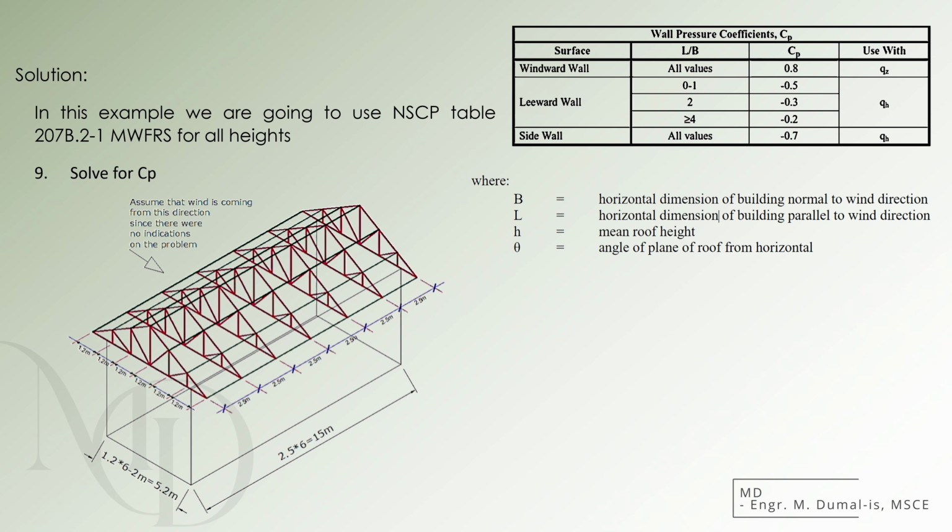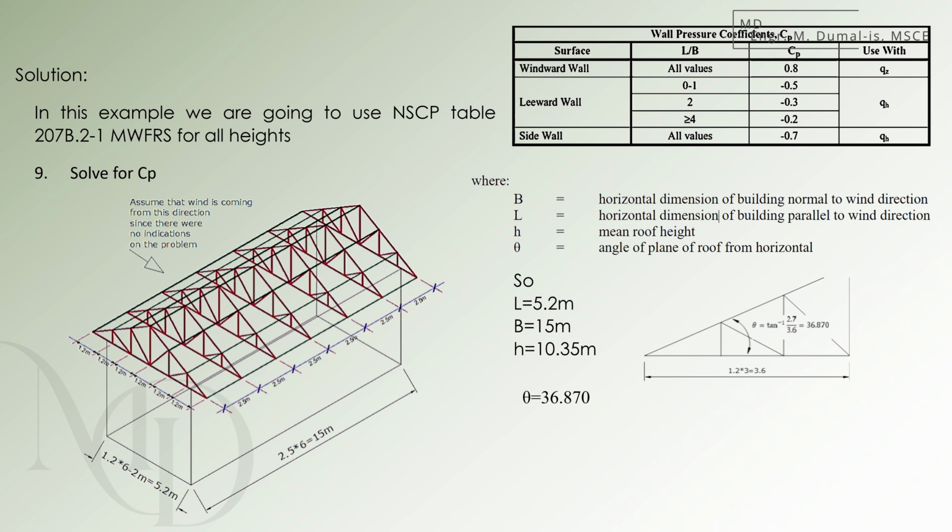Small h, or the mean roof height, is the average height of the roof above ground level, and theta represents the roof angle. For this building, the values are as follows: B equals 5.2 meters, L equals 15 meters, h equals 10.35 meters, and the roof angle theta is 36.87 degrees.